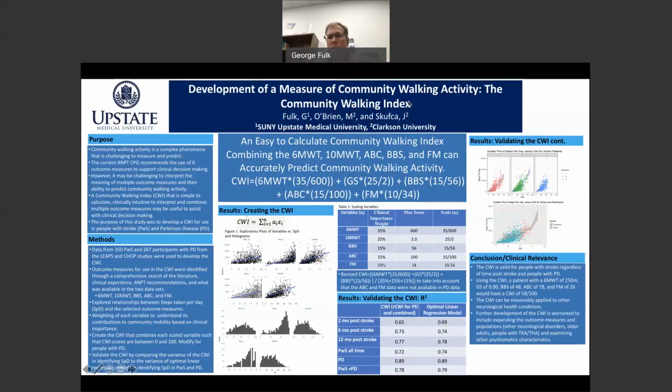Further research on the CWI is warranted, including determining the optimal outcome measures to include and its use in different patient populations.